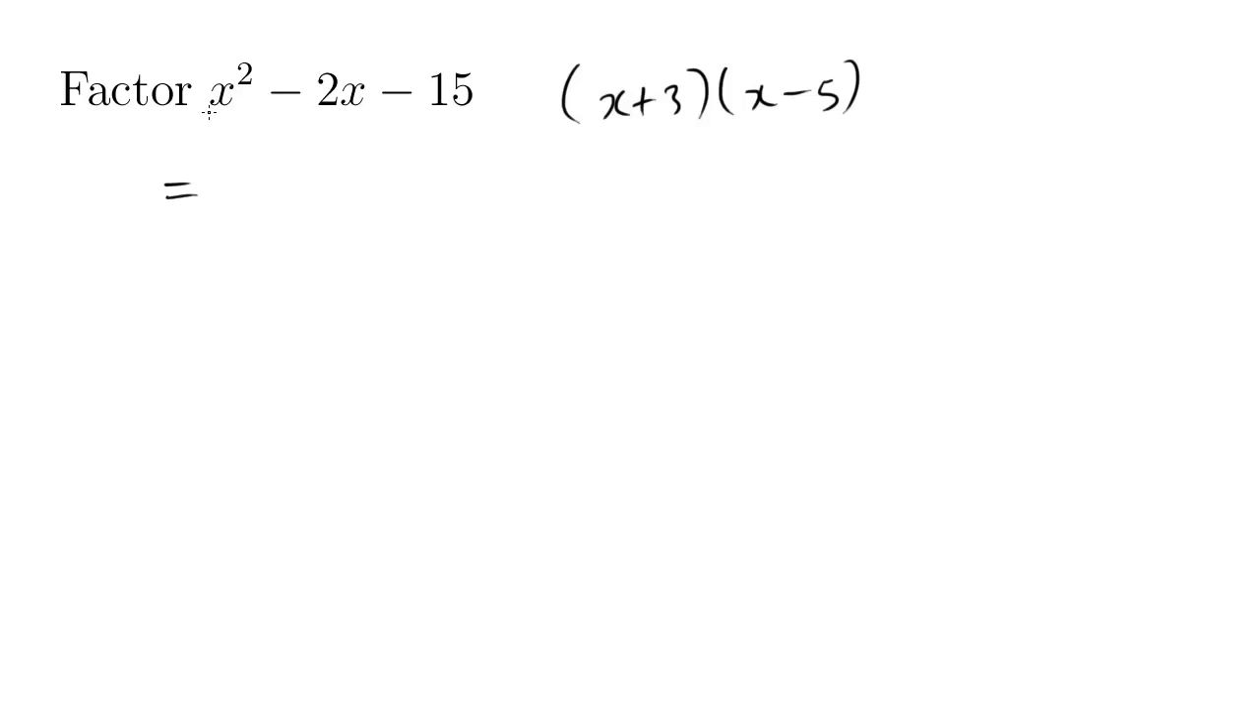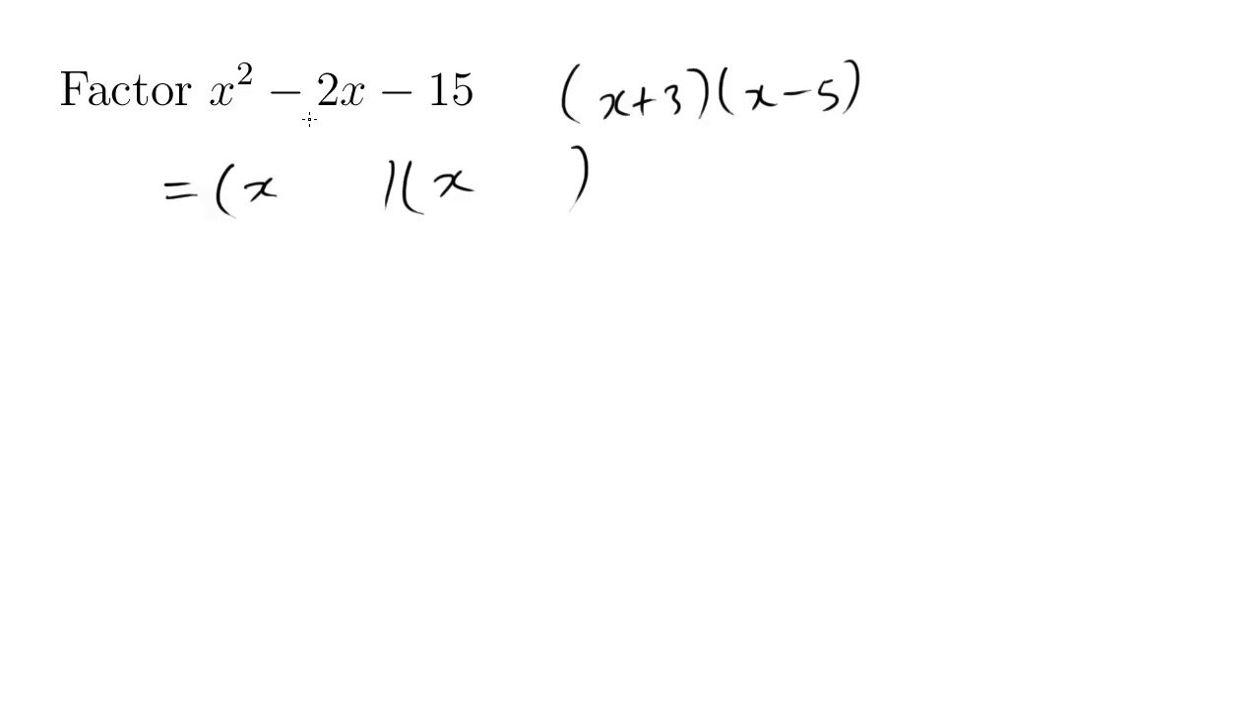This is a simple trinomial. The a value is 1. So what we do is we ask the question, what times what is x squared? And we have x times x is x squared. Now we choose the numbers. Now, if you think of the numbers, what times what becomes negative 15, we choose 5 and 3.